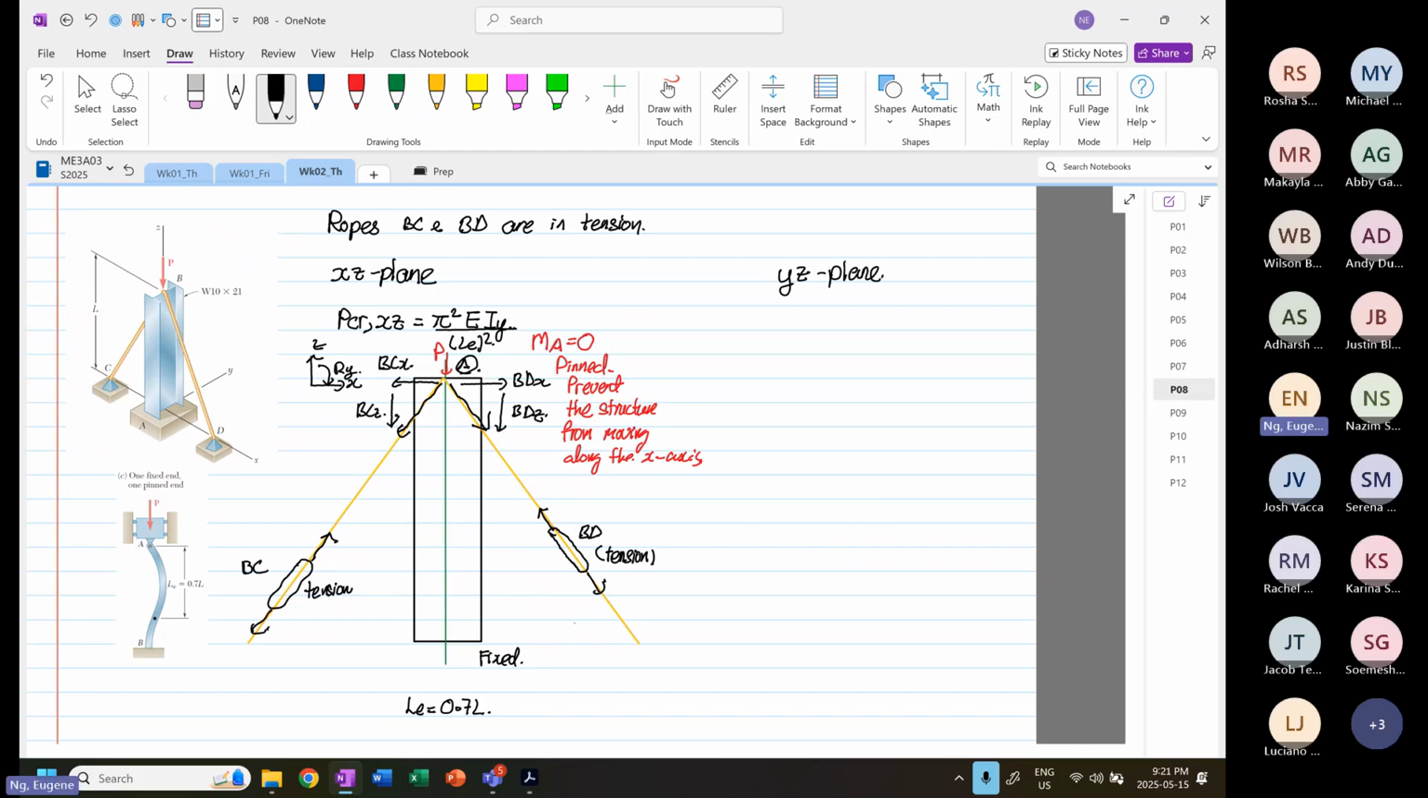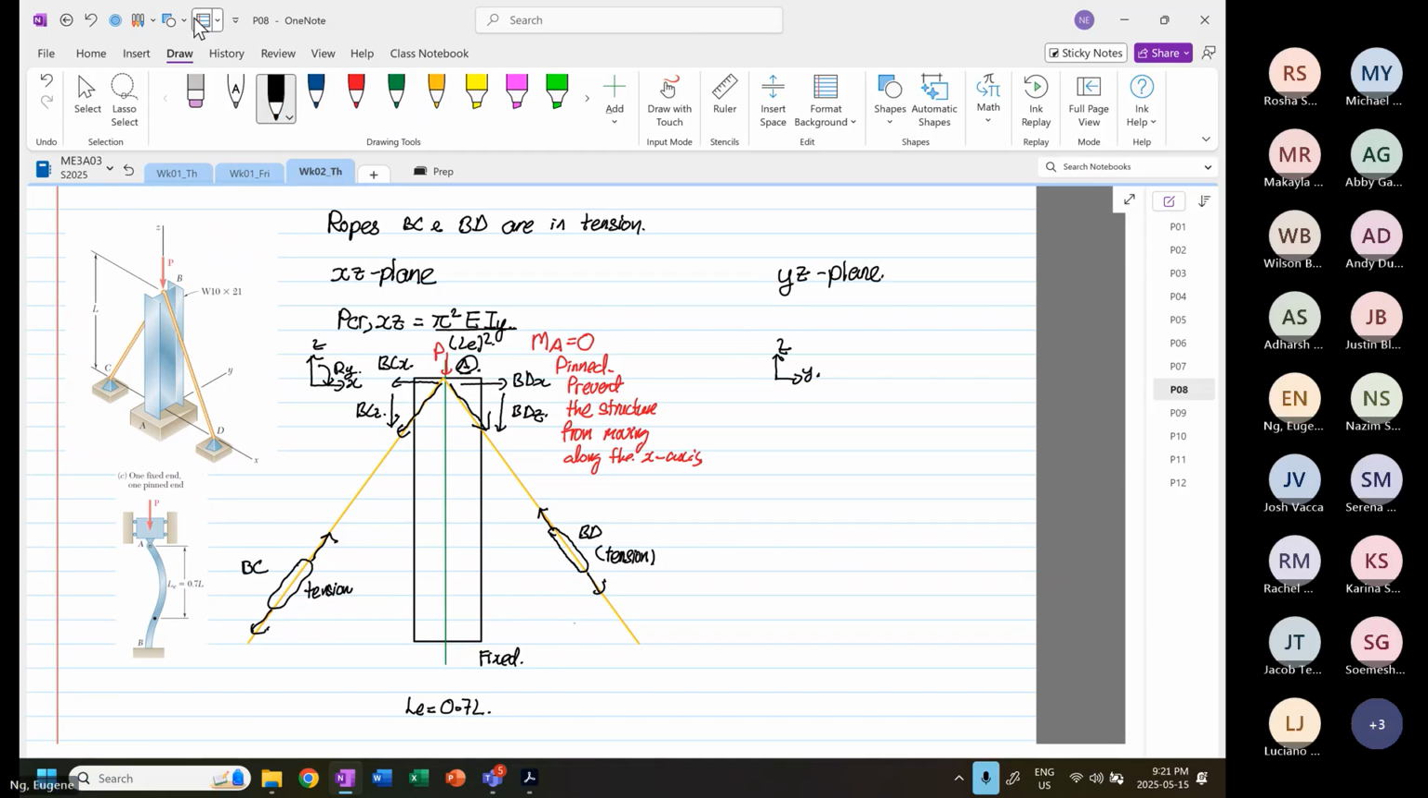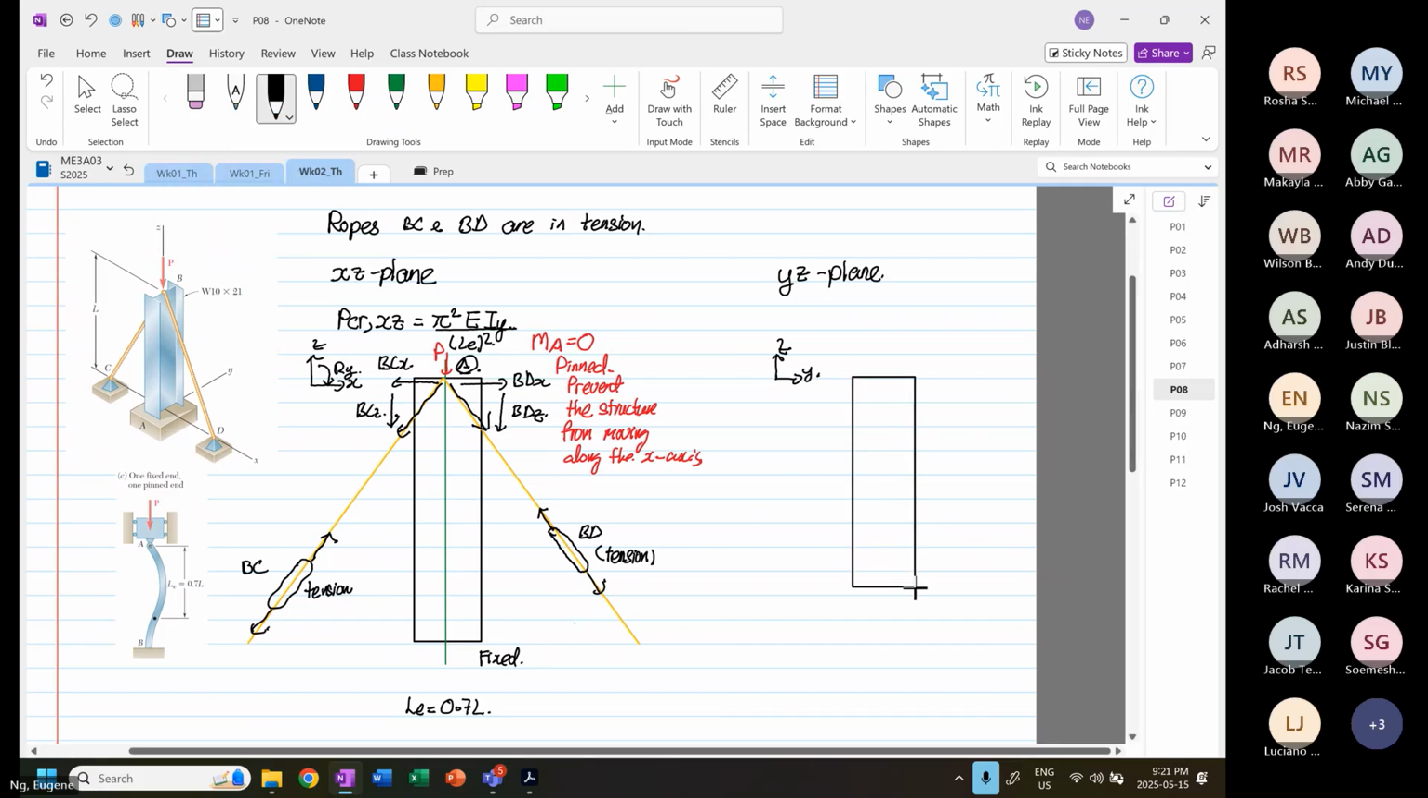Okay, we are now going to look at our YZ plane. So now if we view our YZ plane, this is our Z, and this is our Y. We still have this structure over here. So this is our point A. This N is fixed.